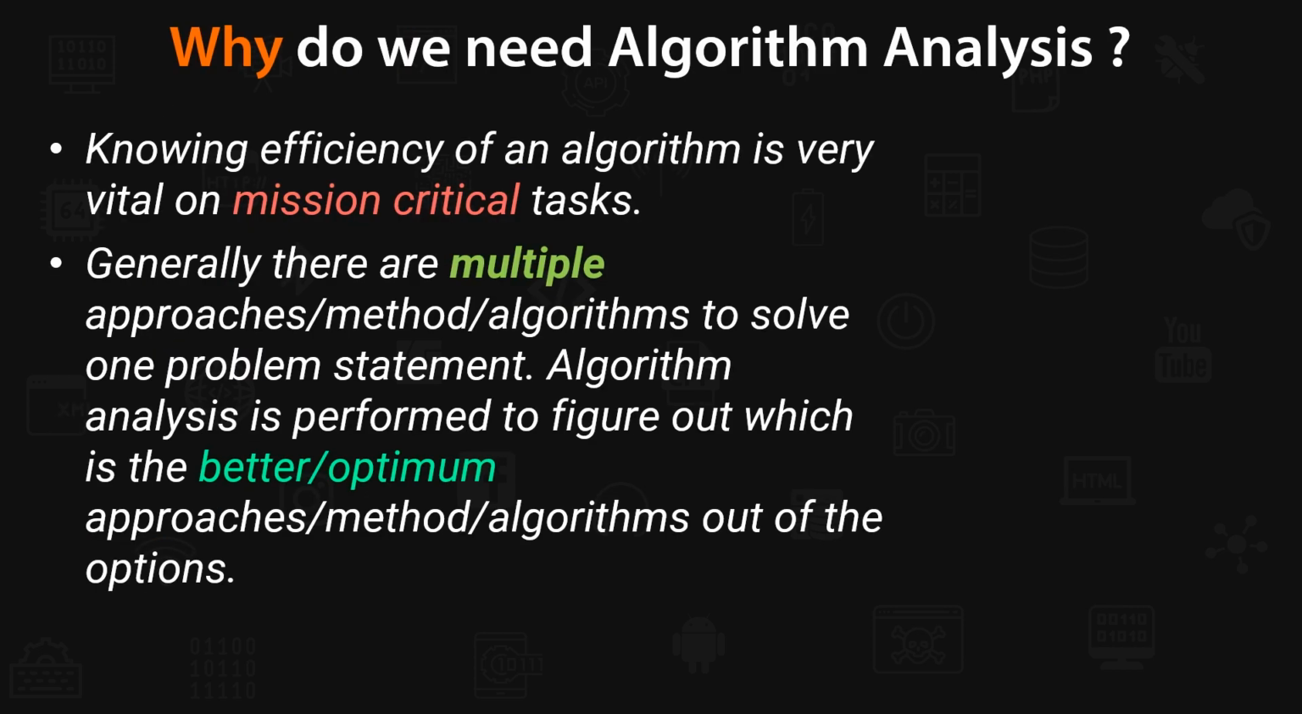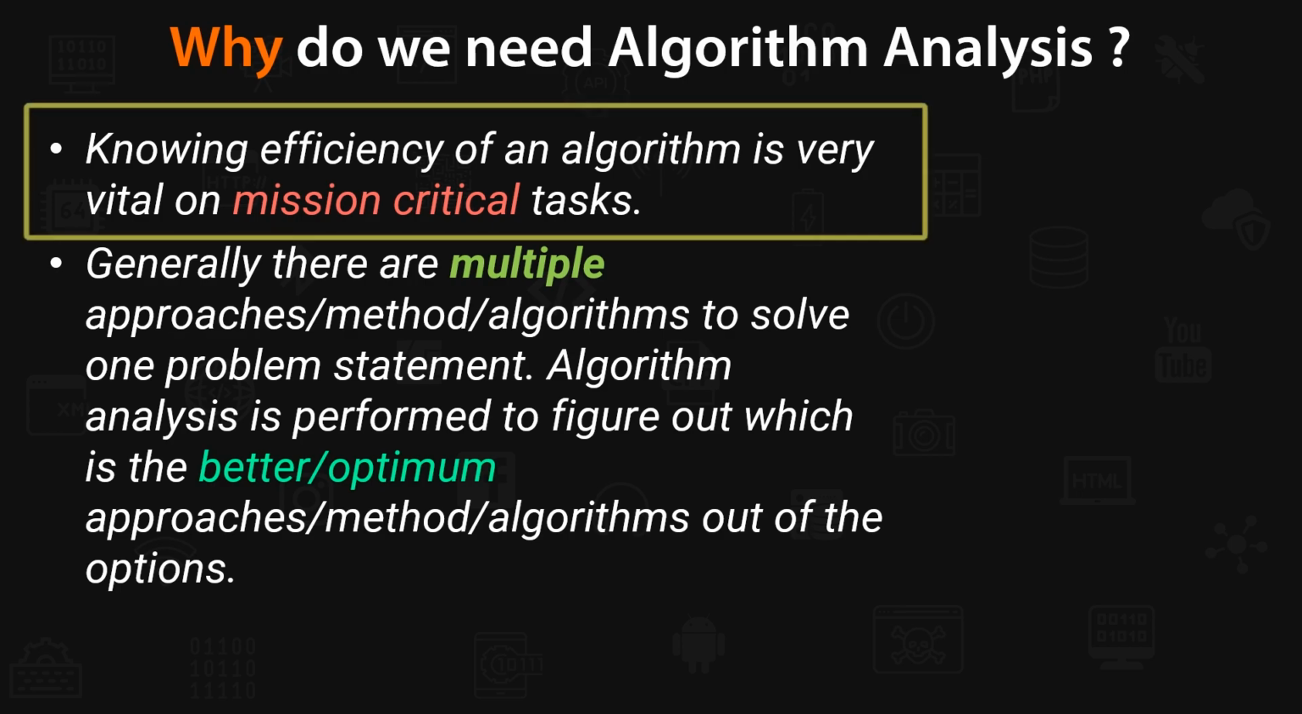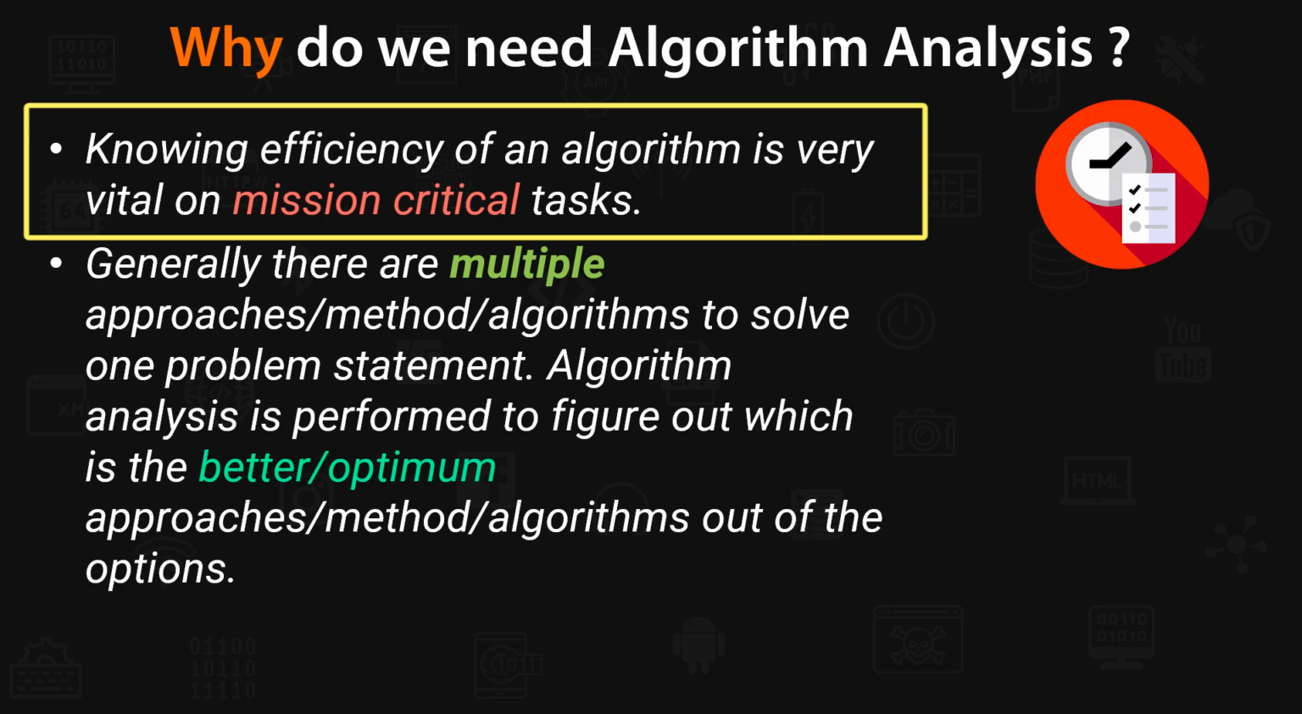So when it comes to why do we need algorithm analysis, I'm going to put up two major points. So point number one, as you can see, is knowing the efficiency of an algorithm is vital on a mission critical task. So this makes sense, right? If you don't know how long your algorithm is going to take to execute or complete its execution, if your task is mission critical, then you might land up in some serious trouble.